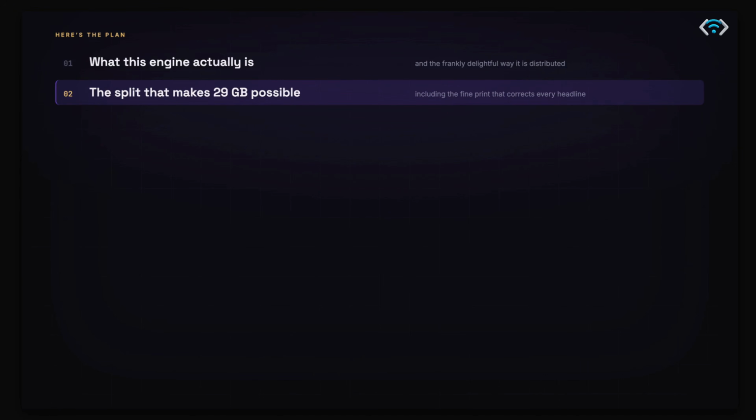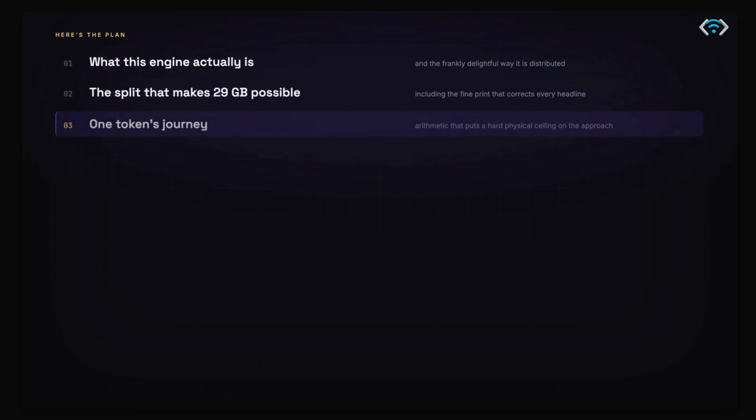And further down the same page, almost as an aside, there's a second result that nobody's headline mentions. And it's the one that turns this from an astonishing stunt into something you might genuinely use.